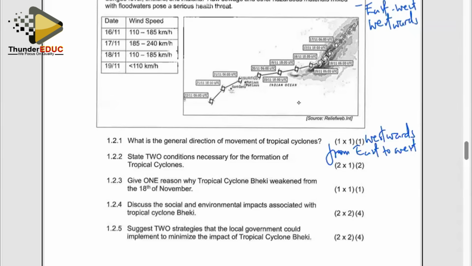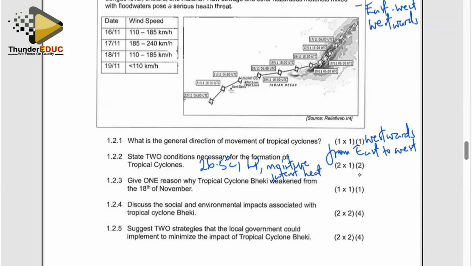State two conditions necessary for the formation of tropical cyclones. We have been talking about that. The conditions: they need sea surface temperatures of around 26.5 degrees Celsius. It's a requirement. They also need warm oceans where there's low pressure. And we can mention that they need sufficient moisture. There must be sufficient moisture fed to the system so that it strengthens, which results in the release of latent heat. It's a very critical factor, the release of latent heat.